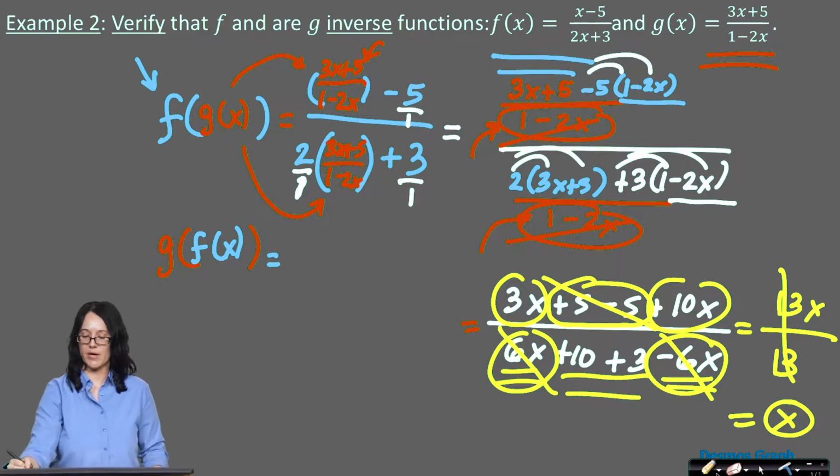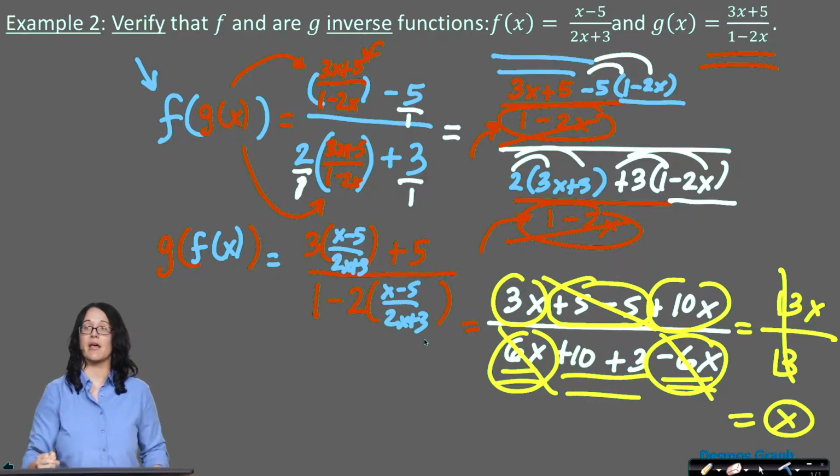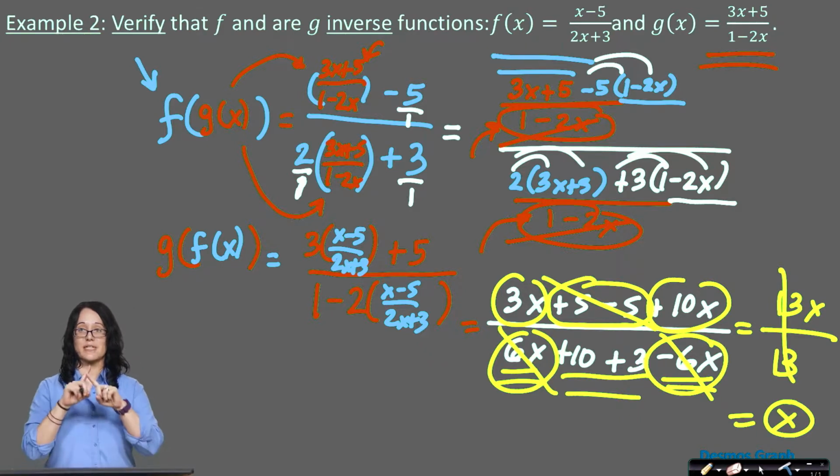So I would begin with g as my outside function, which says take 3 times my input, add 5 over 1 minus twice my input. What's going to go inside there? Do you know? Yep, you're right. The f function, x minus 5 over 2x plus 3 in both cases. So see if you can go from here. You might need some help with your fractions, getting the like denominator and such, but eventually you better just get x.